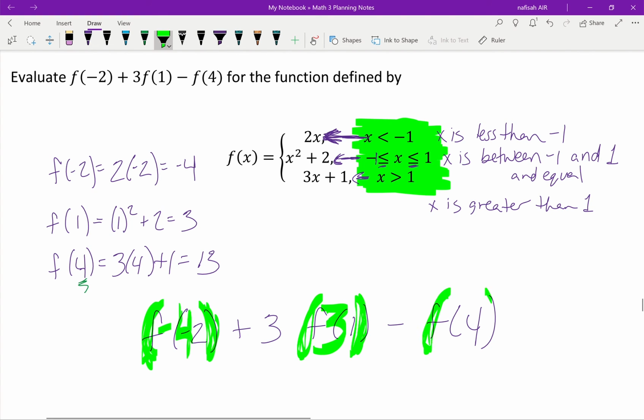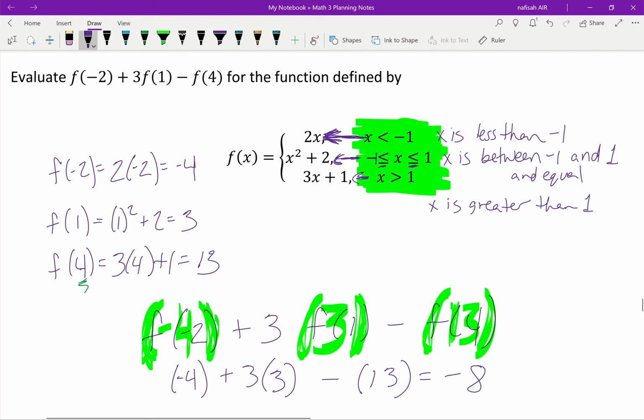Instead of f of 4, it is 13. So I can put a 13 there instead of f of 4. I'm substituting in the numbers that I found them to equal. So I would have negative 4 plus 3 times 3 minus 13, and 3 times 3 is 9, so I'll have negative 4 plus 9 minus 13, and I'll get negative 8.